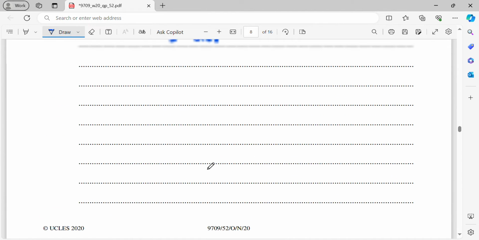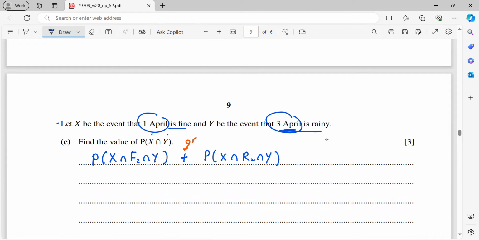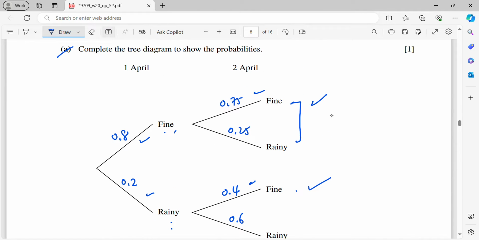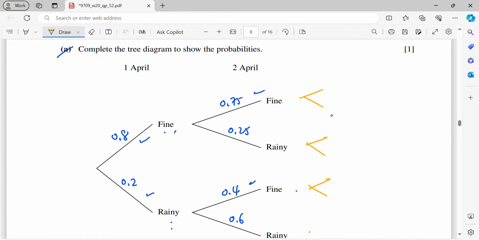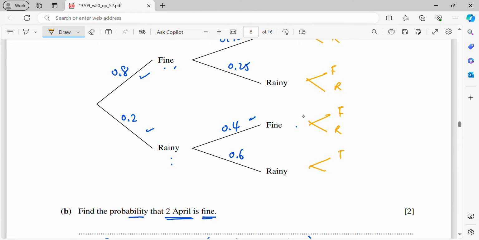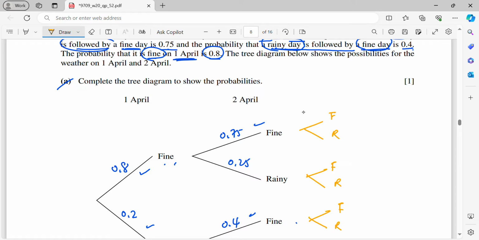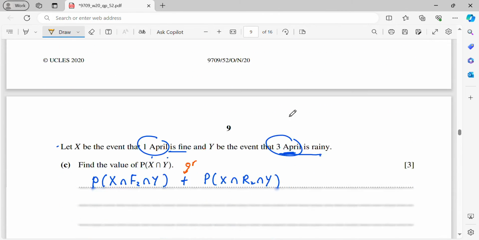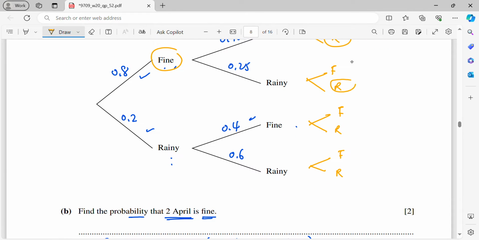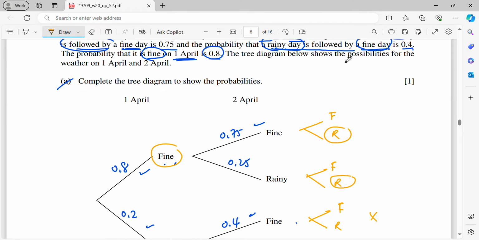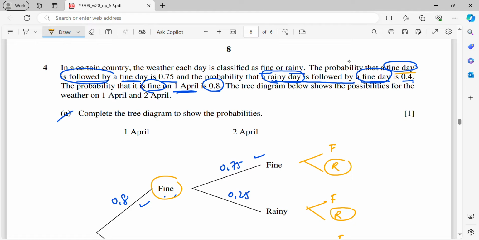Okay, so now I need to extend this because my concern is that the 3rd day is a rainy day. So when I extend this, here fine day, rainy, fine, rainy, fine, rainy, and then here fine and rainy day. Now remember, we need a rainy day here. So this part is no need, right? So what to do is just label. If a fine day is followed by another fine day, it is 0.75. So here fine followed by another fine is 0.75, which means the rainy day is 0.25.